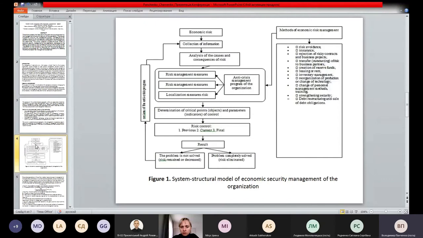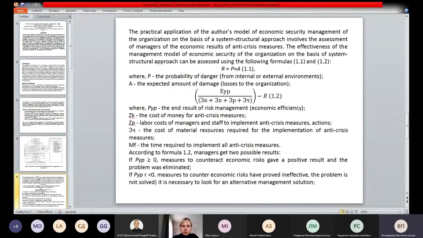Four, discussion of results. This mathematical apparatus allows us to take into account the management factors, and with its help, the acceptance of managerial risk by managers for the organization will be more balanced and economically sound. This will allow you to choose the best solution and assess its possible outcome and consequences.